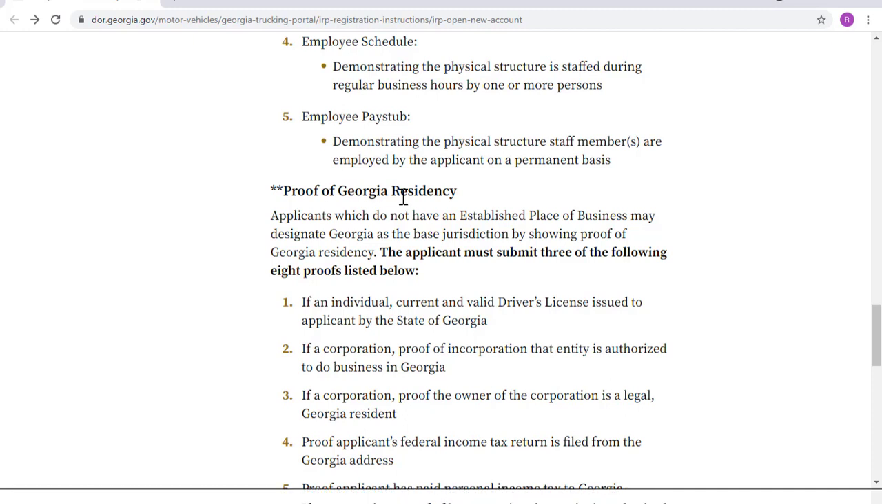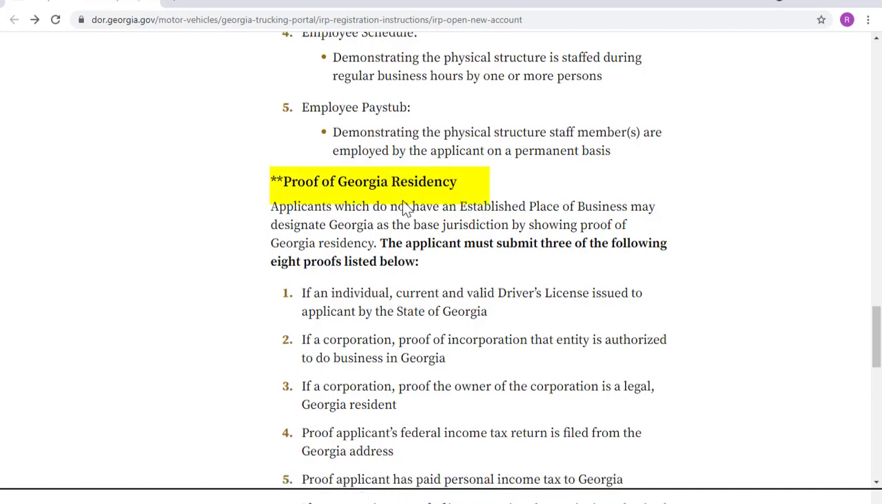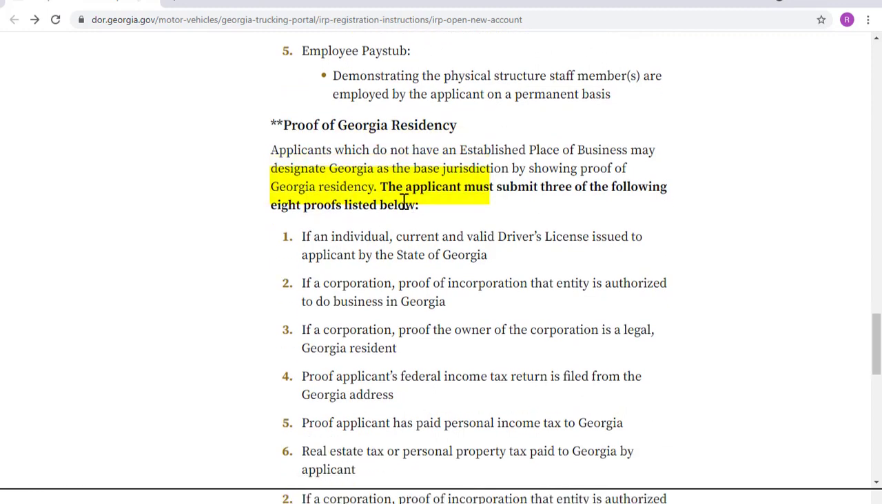proof of Georgia residency. Okay. If this is applicable to you, these are the list of items that you could submit as your supporting documents. All right, let's get on the road. You can do this.